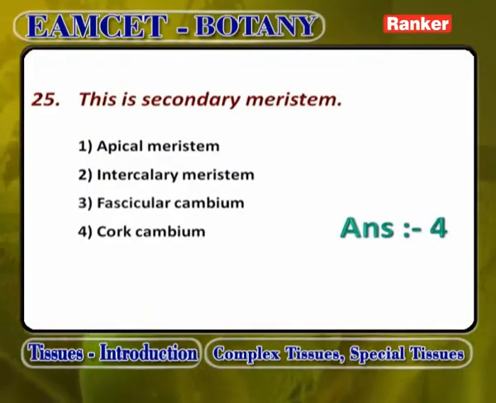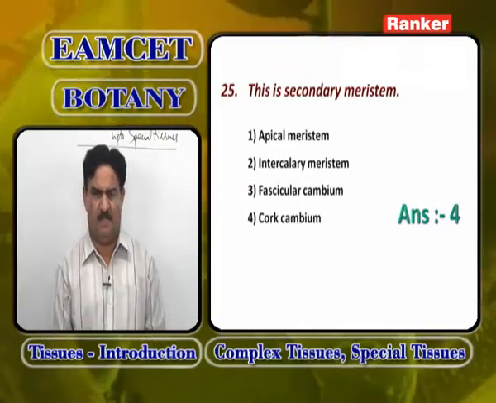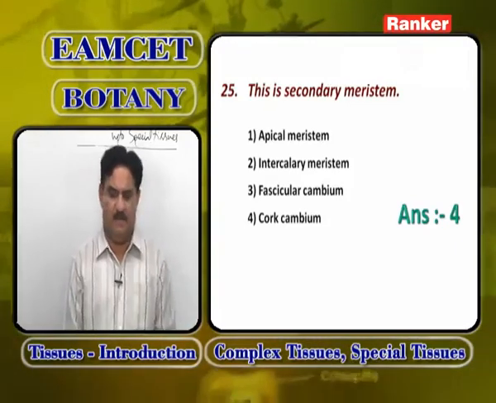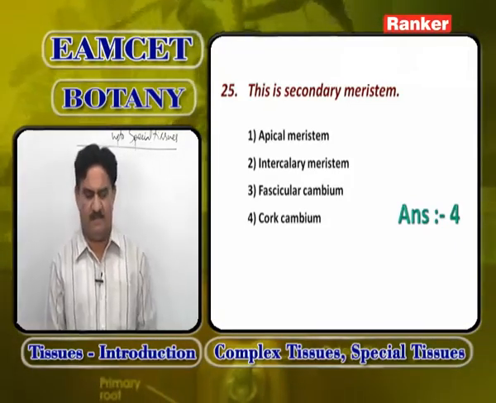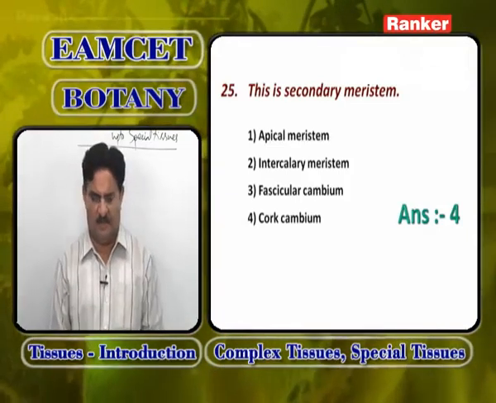This is a secondary meristem. A secondary meristem is one which has come from the dedifferentiation of permanent tissues. Apical meristem is a primary meristem. Intercalary meristem has formed from apical meristem descending downwards, so it is also a primary meristem.